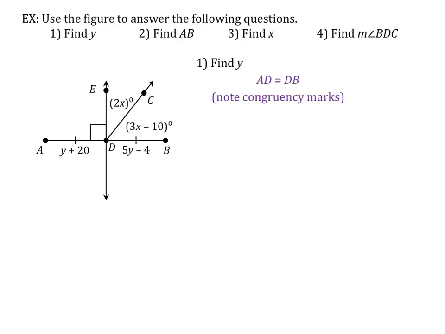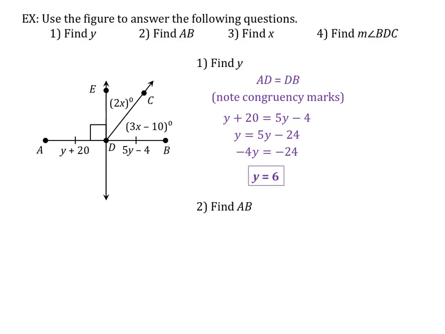So this means I can set their two measures equal to each other. So y plus 20 is equal to 5y minus 4. So now we need to solve. First, I'm going to subtract 20 from both sides. So I'll have y is equal to 5y minus 24. Then, when I subtract 5y from both sides, I'll get negative 4y is equal to negative 24. Then, when I divide both sides by negative 4, that gives me y is equal to 6.